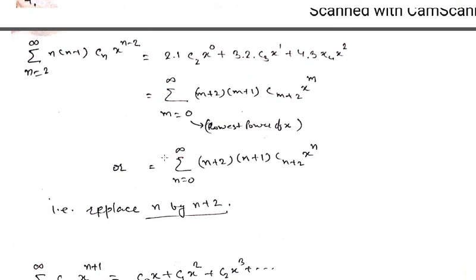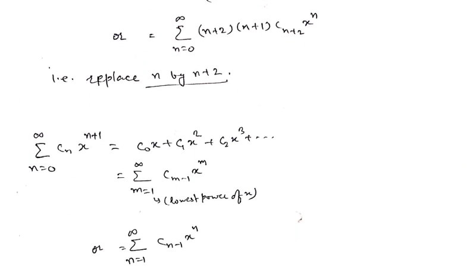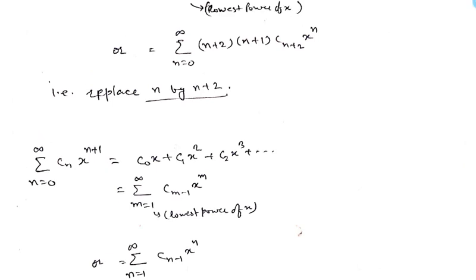Now we can rewrite it as the summation for n equals 0 to infinity of (n+2)(n+1)c_{n+2}x^n. Here we just replace n by n+2, and when we replace n with n+2, this expression converts into x to the power n. Similarly, here we have n+1, so we replace n with n-1. So this series will start from n equals 1 to infinity.